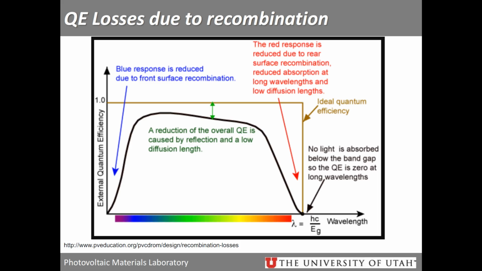Life is unfair, so you end up with something similar but not ideal. Now this is due to various responses. The blue response, which reduces due to the front surface recombination. So we are again going to study these effects of front surface recombination, as well as the rear surface recombination, the reduced absorption at long wavelengths and low diffusion lengths, which again contributes to the overall reduction in quantum efficiency, again caused by reflection, low diffusion length across my entire band.